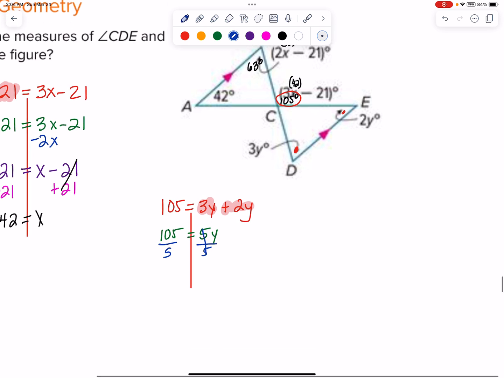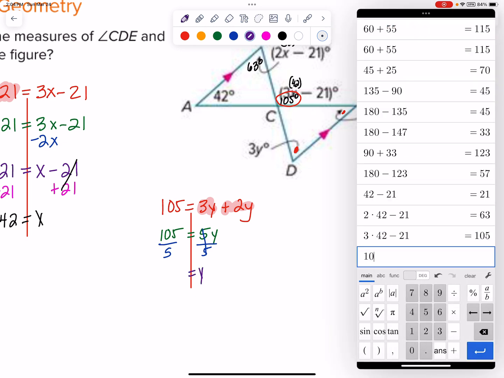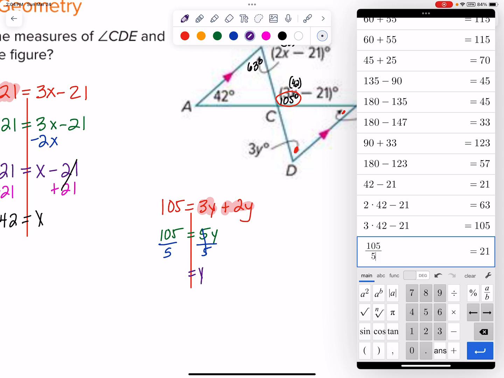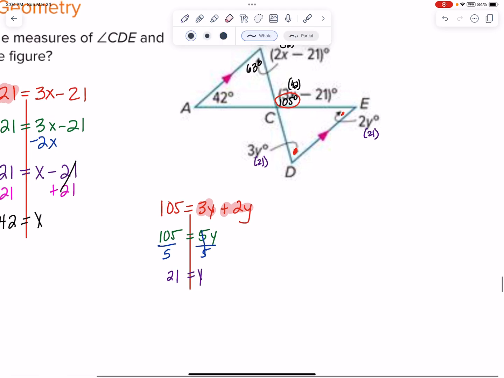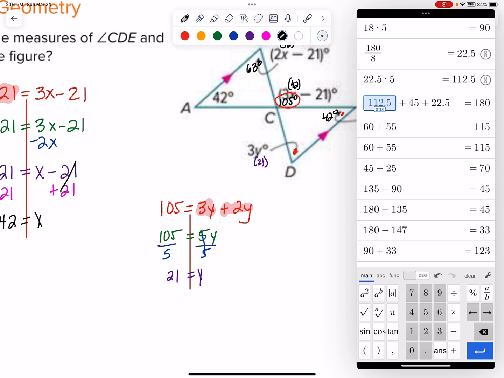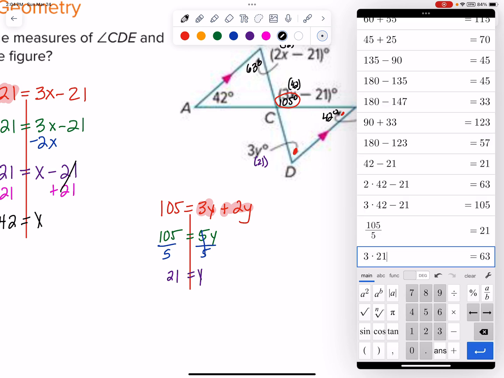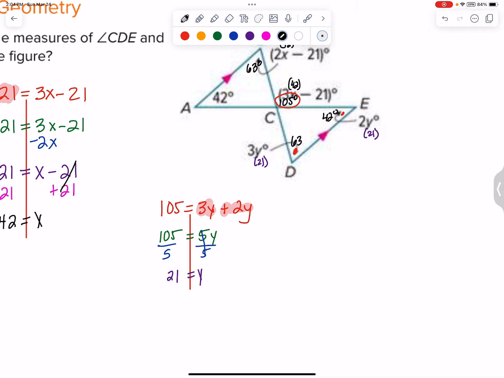Cross that out, and we have y equals 105 divided by 5, which is 21. So all the y's equal 21. Now we can plug that in and plug that in. Double y is 42 degrees, and triple y, 3 times 21, is 63 degrees.